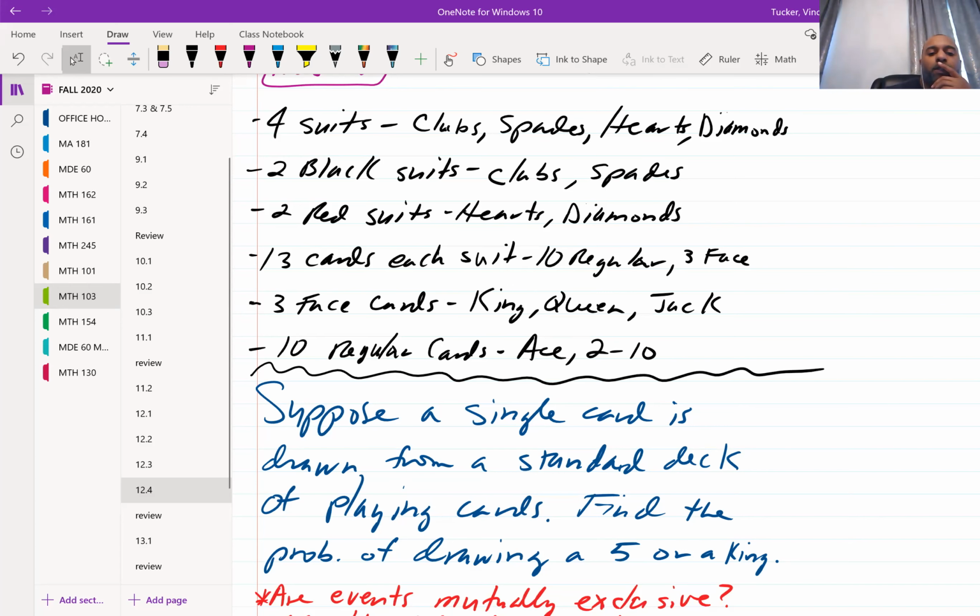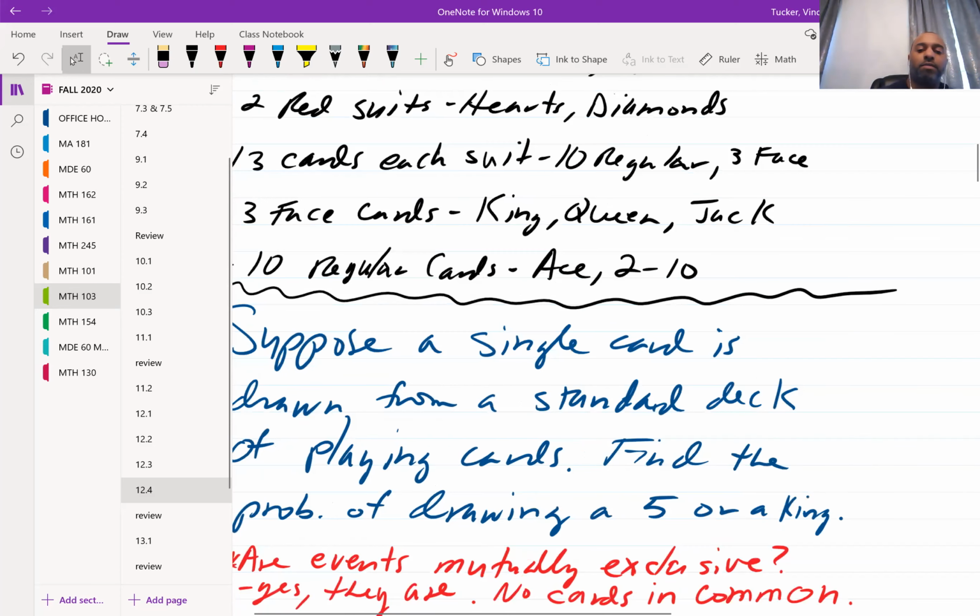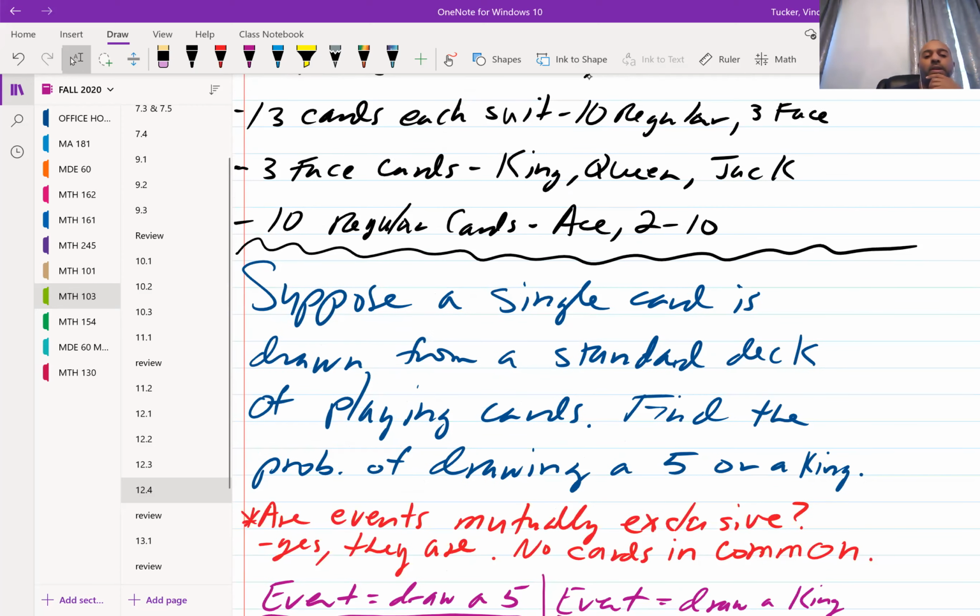All right, so the first thing we're asking ourselves is, are these events mutually exclusive? The answer is yes, they are, because they have no cards in common. There's no such thing as a 5 of kings, no such thing as a king of fives. You have your fives, and then you have your kings. Those are 2 separate types of cards. They have no cards in common, so they are mutually exclusive events.